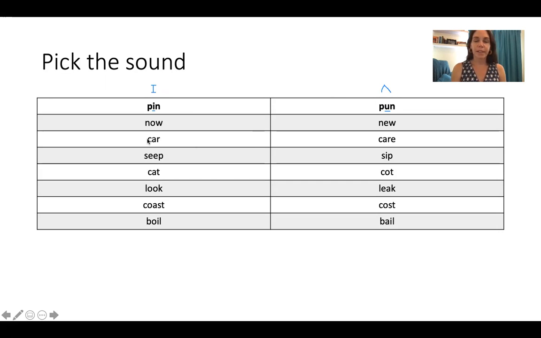The next one, listen carefully and say for yourself. Now, new, now, new, ow, you, ow, you, now, new.